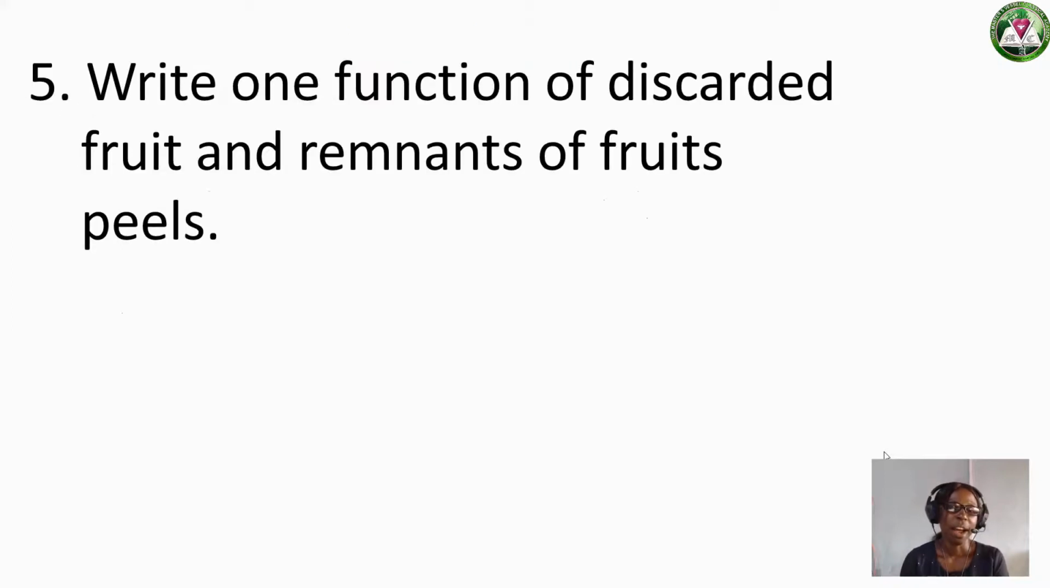5, write 1 function of discarded fruits and remnants of fruit peels. Number 6, write 5 uses of local fruit crops.